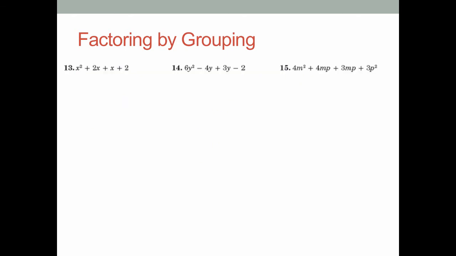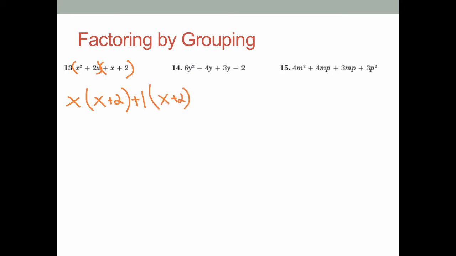So in all of these examples, I have 4 terms. So what I'm going to do is I'm going to group them in pairs. You'll notice that the first pair has an x in common, and what will be left is x plus 2. The second pair does not have anything in common. So if they don't have anything in common, I would just put a 1. And I would be left with x plus 2.